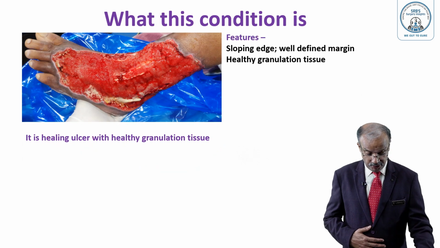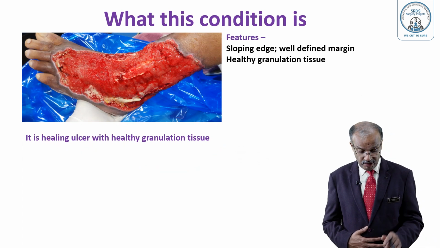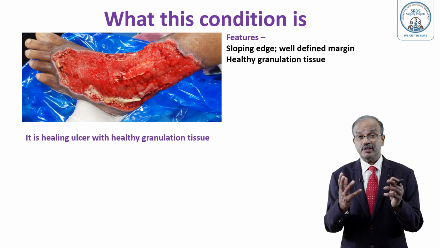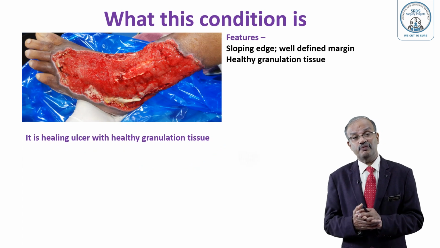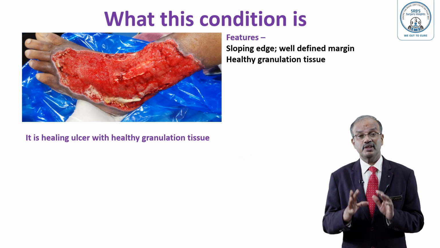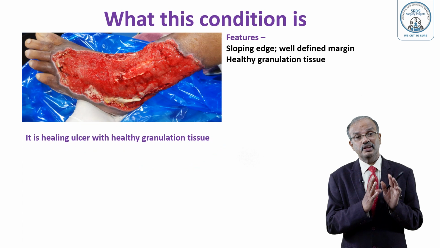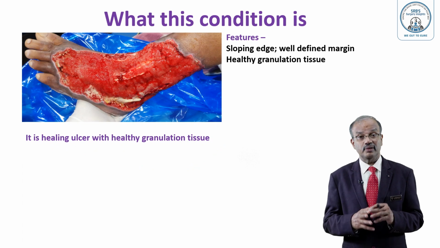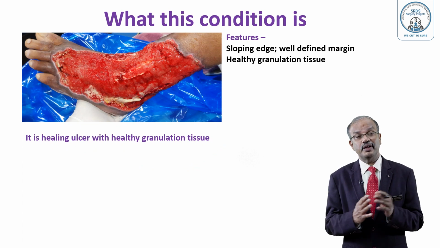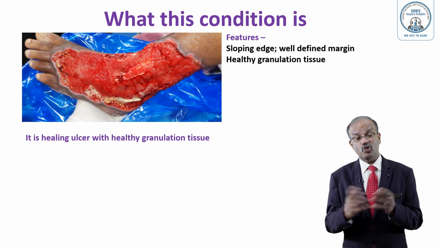So, sloping edge, well-defined margin. You know that margin should be described as well-defined or ill-defined. That's only on inspection. Margin cannot be palpated, whereas edge is by inspection and palpation. Edge is sloping in a healing ulcer, undermined in tuberculosis, raised and everted in carcinomatous ulcer or epithelioma.